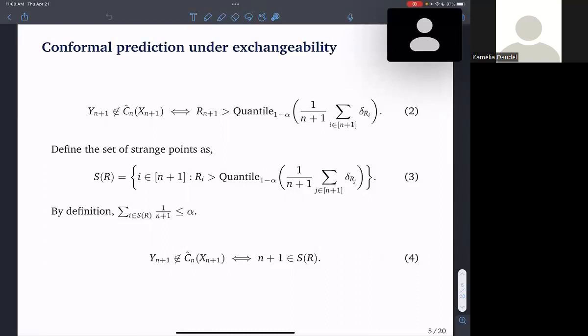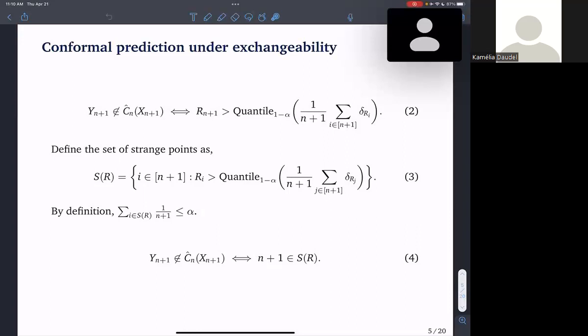We say that the event of an error happening is when y_{n+1} is not in the prediction set. That is just by definition, and that happens if and only if your non-conformity score for n+1 is greater than the quantile as defined before. So there's nothing new here. It is just following the definitions of what we were doing in the algorithm. Then we define the set of strange points, S_R, as all the indices such that the non-conformity measure for that index is greater than the quantile I described before. By definition, the sum of the weights of all the points in this set is less than or equal to alpha, because the quantile is measured up to 1 minus alpha.